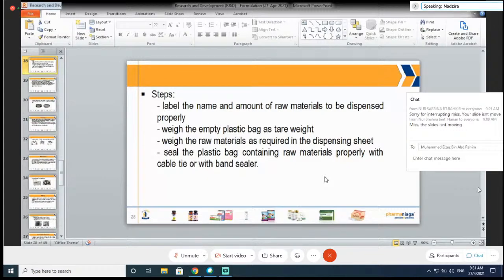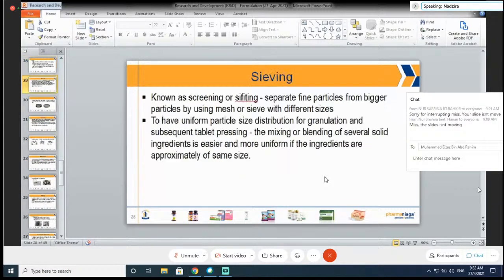First we have to weigh the empty plastic bag on the steel rack, and then we weigh the raw material as required, as stated in the dispensing sheet. After weighing the raw material, we have to seal the plastic bag in order to protect the excipient or inactive ingredient from contamination. After the dispensing process, we'll go for the sieving process.